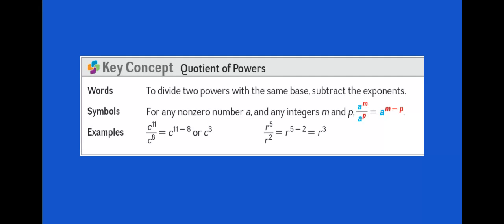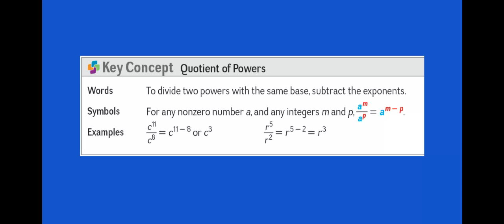Now for symbols, for any non-zero number a and integers m and p, a to the m power divided by a to the p power will equal a to the m power minus p. So that's just how you can write it in symbols. It's just the same thing as what we have been doing in our past examples before.